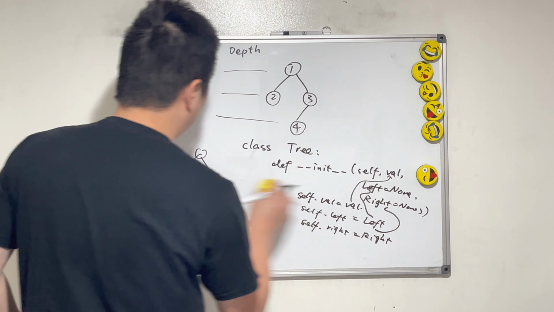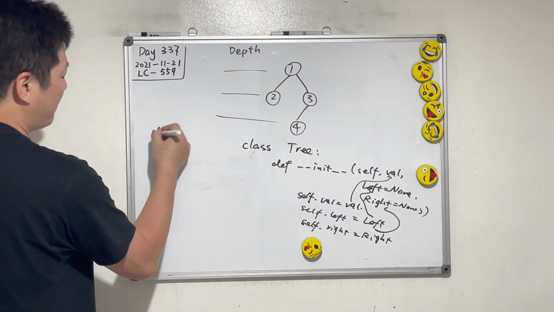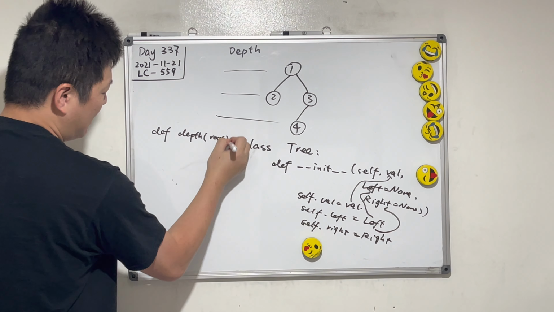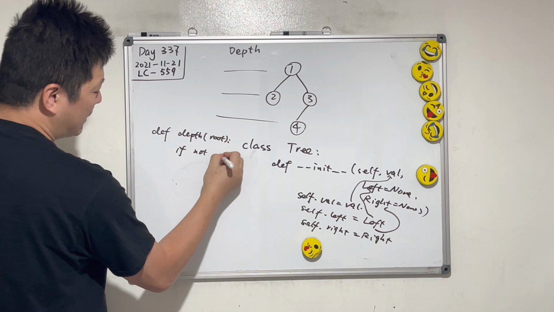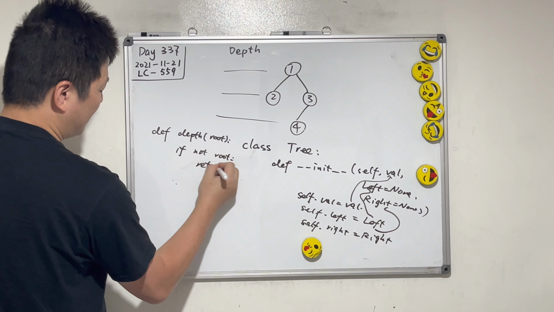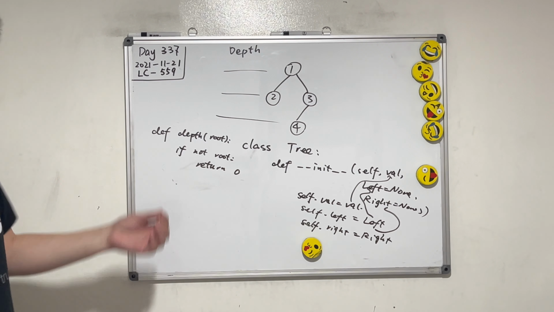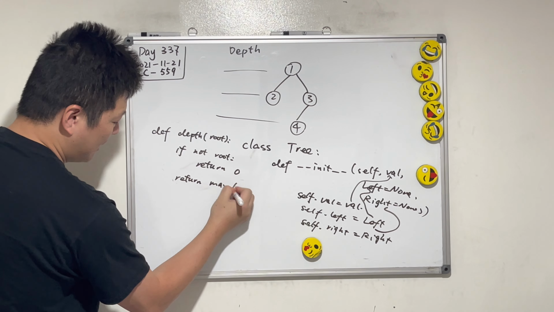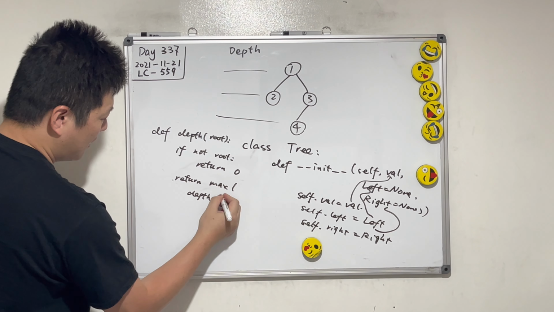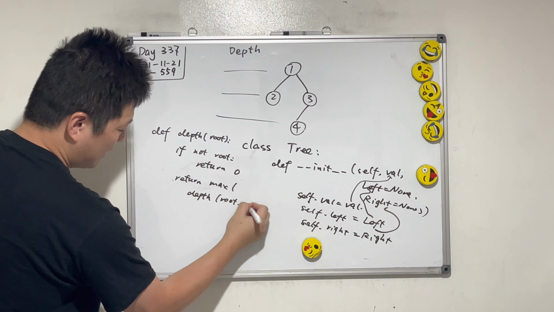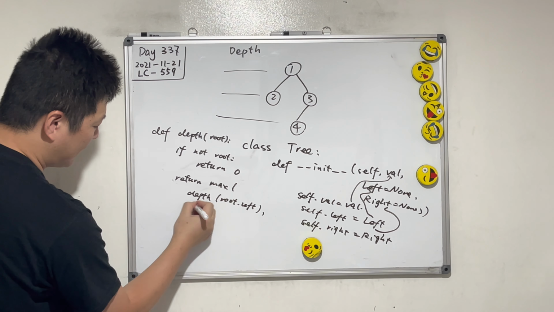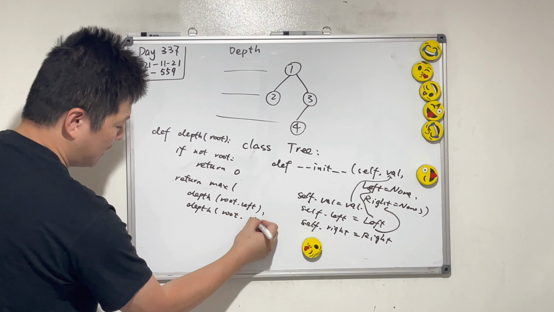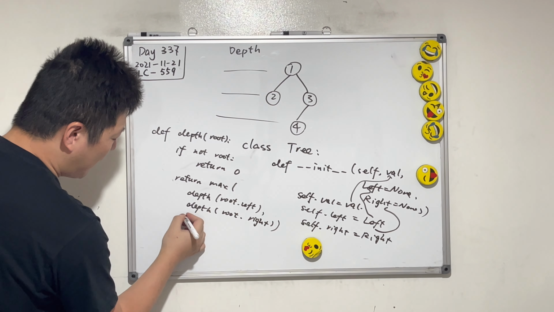So with this definition, we can do this depth search more easily. So define, we want to get the max depth, depth with the root. If not root, we return 0. For the empty node, it has 0. Very easy. And now we just need to return the maximum of what? Depth of root left, and depth of root right, recursively, plus 1, right?